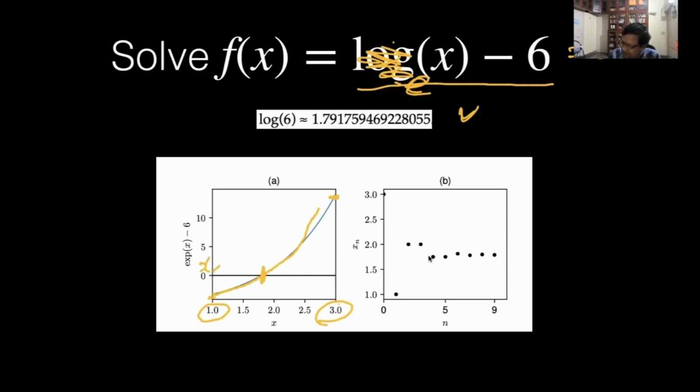So I call this XL and this is XR, and I iterate. My first value is 3, the second value is 1. Now take the average of the two, which is 2.0. Then 2 is to the right of the root, so I take 1 and 2 and average that, which is 1.5.